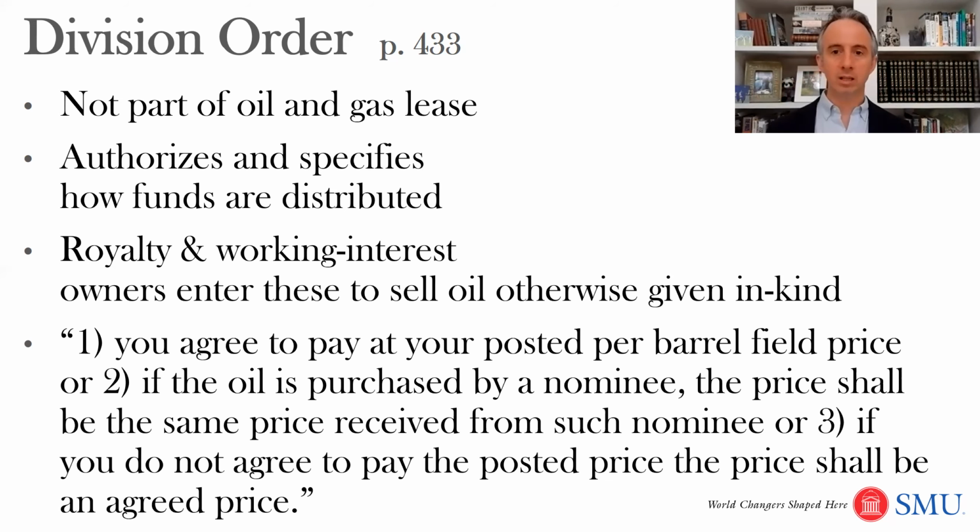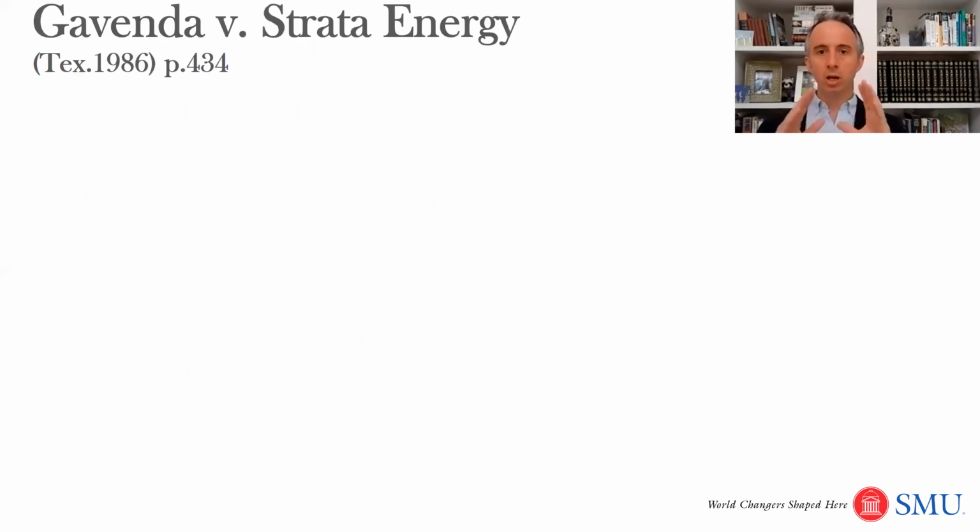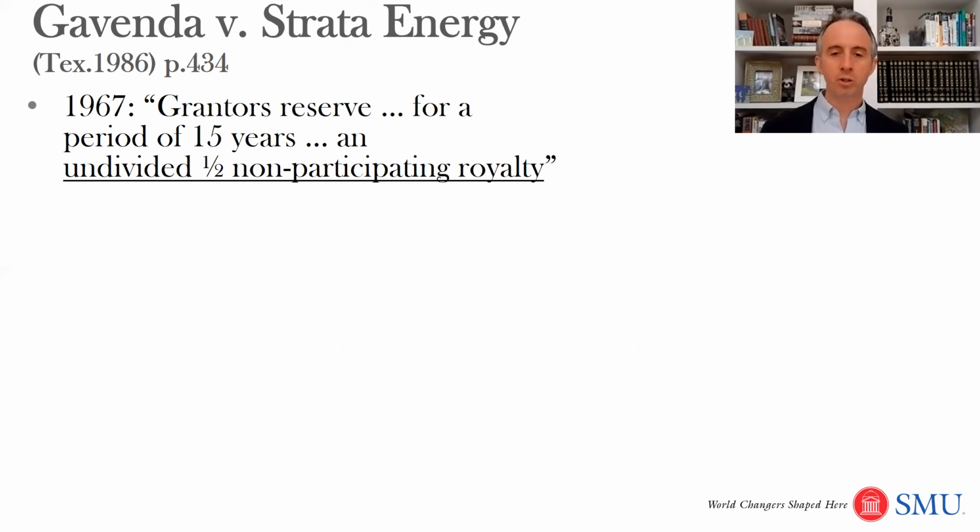All right, so it can be helpful to see some of the complications that arise when the division order has terms that seem to be different from the lease. And the case that we have about that in our book is this Govenda versus Strata Energy case. It's a Texas case from 1986, so a while back now, 35 years. It's on page 434. So this was all based on a 1967 non-participating royalty.